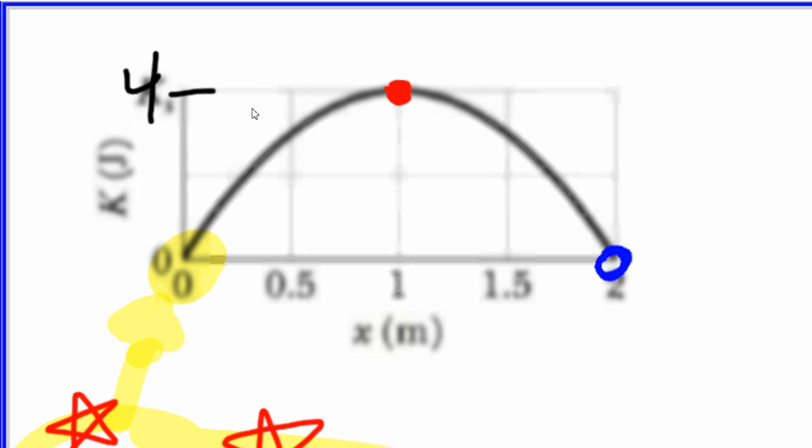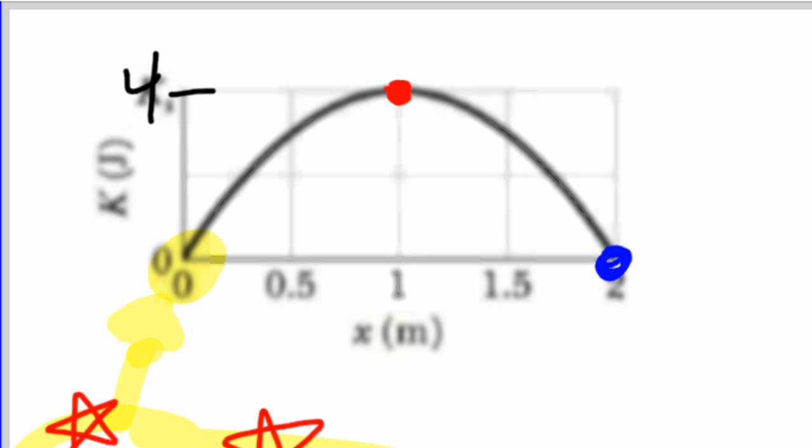X equals 2. All right, so at x equals 2, we know that our kinetic energy is 0. I don't know the slope there, do I? It's a curve, so there's not a way to find it, is there? So that doesn't help us at all. Any other thoughts?